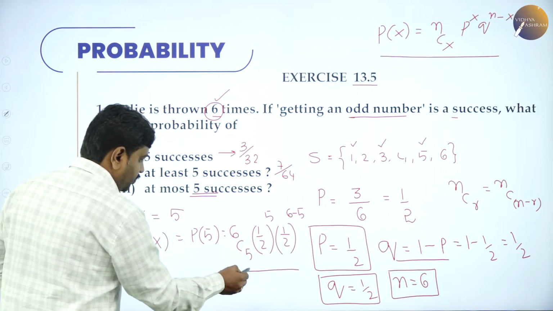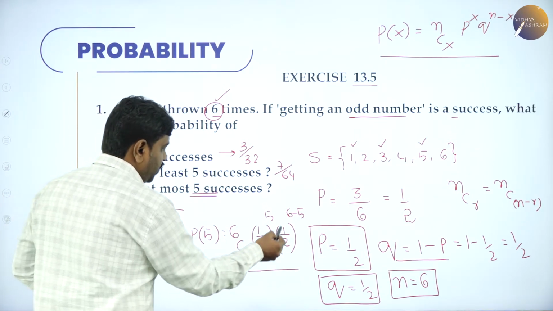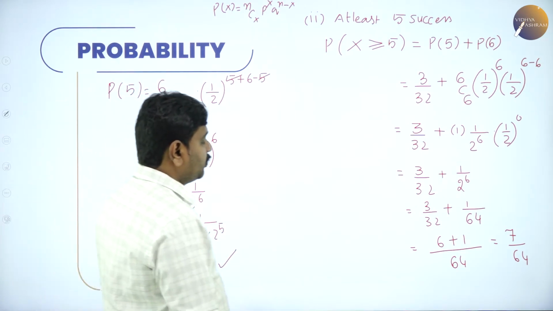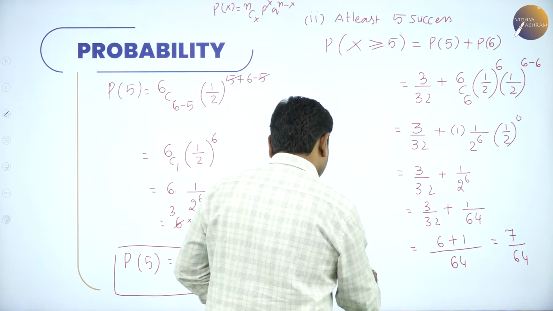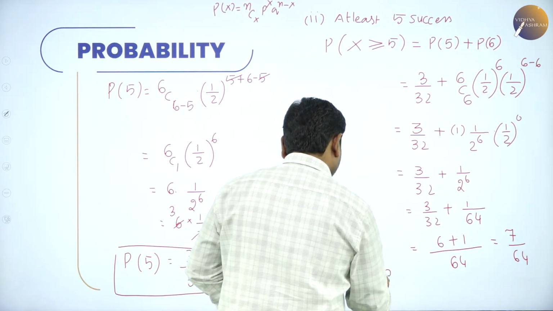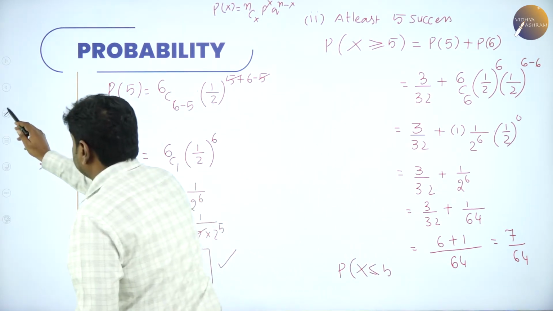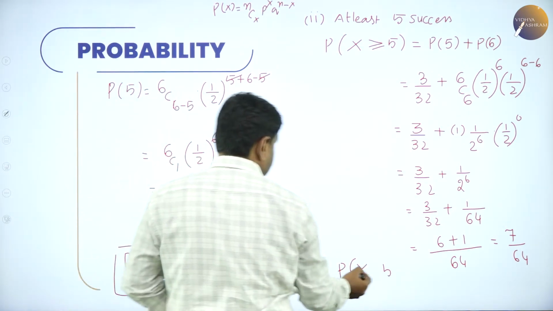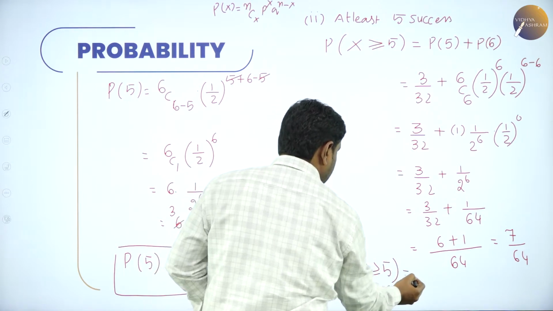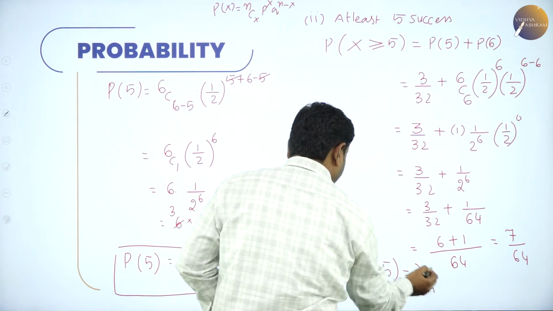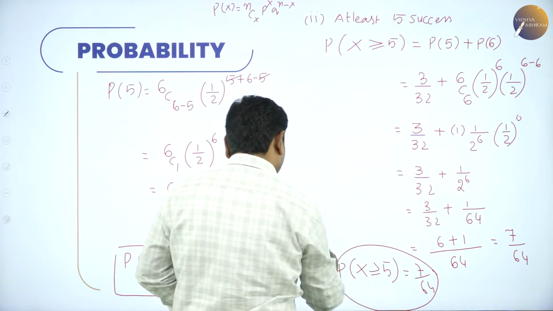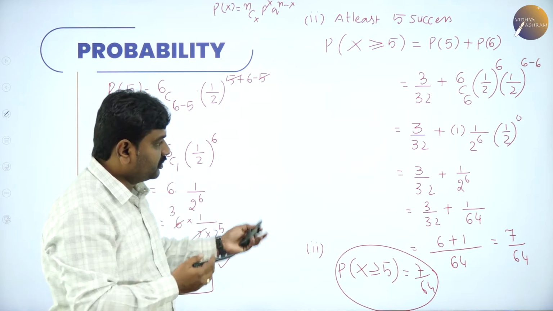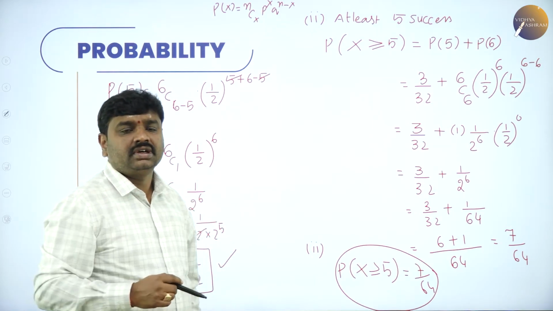P of 5 means this is the formula: 6C5 half power 5 half power 6 minus 5. Use it. You will get 3 by 32 for 5 successes. And P of 6, at least 5 successes, means x greater than or equal to 5. At least means what? That much or more than that. For at least 5 successes you will get 7 by 64. So second problem, I hope all of you got the answer for this. So please copy this.